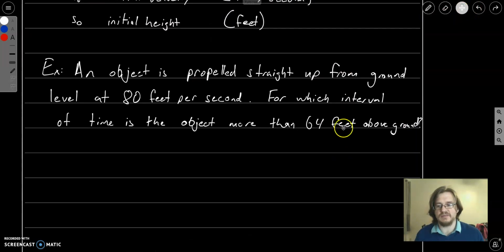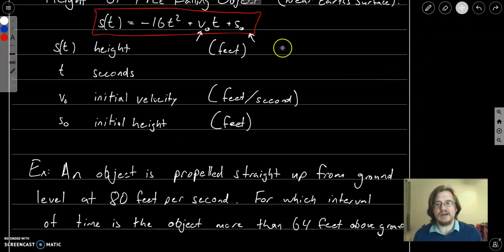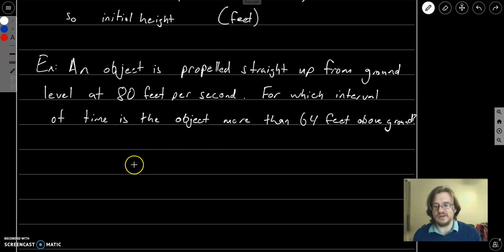So let's do a quick example. An object is propelled straight up from the ground. So we're starting at ground level at 80 feet per second. For which interval of time is the object more than 64 feet above ground? So we have our formula here. So let's write down what it is we're trying to find. So we want the position to be greater than 64 feet. We want the height of the object to be greater than 64 feet. Okay, so this is what we're trying to solve.